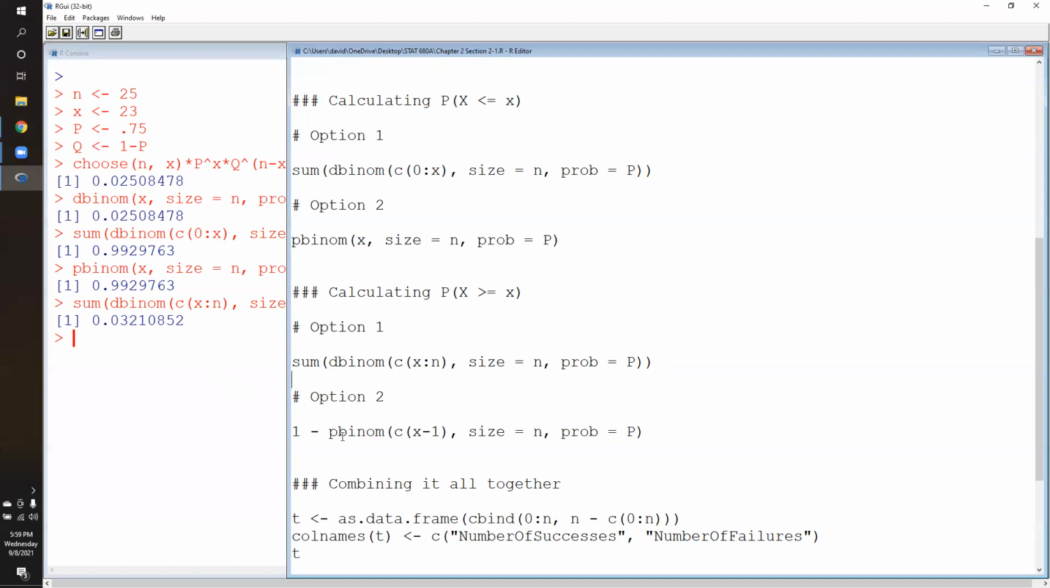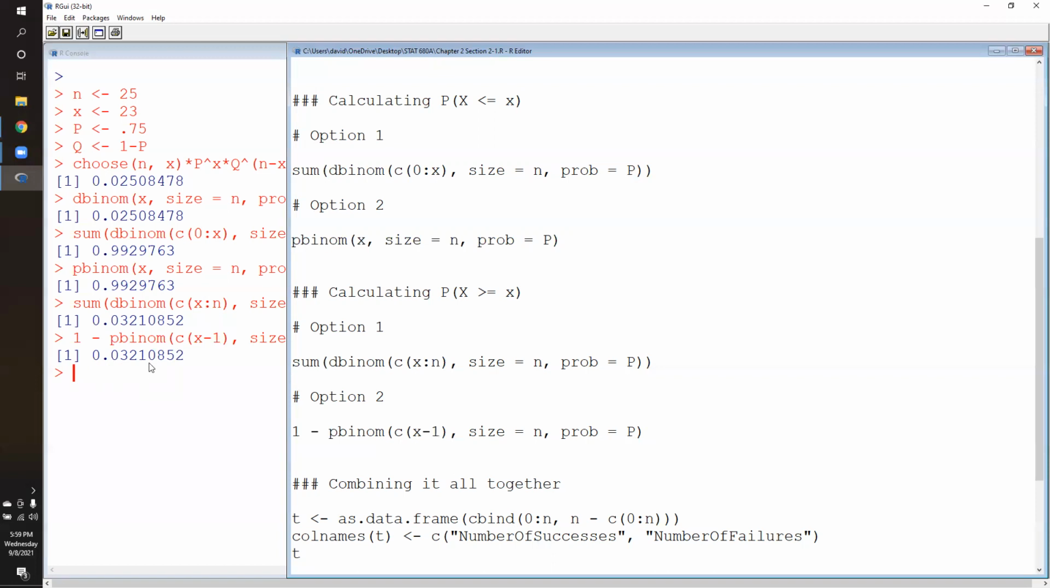And similarly, we could use pbinom, but we have to think about this real quick. If we want the probability that X is greater than or equal to 23, that would be similar to 1 minus the probability that X is less than or equal to 22. So that's why I'm using X minus 1 right here for option 2. And if we run that, we can just prove to ourselves that we get the same exact thing, 0.032.